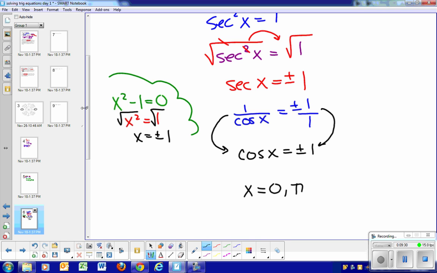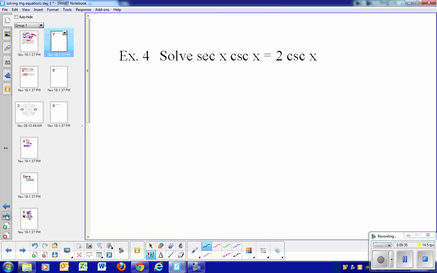Okay, 3 more examples to go. Example 4, this looks a little bit dicey. The directions say to solve, which means get x by itself, and I have more than one trig function, and I have stuff on both sides. So it might be tempting to divide by cosecant of x, and I would encourage you not to do that. Anytime you have a variable, you do not want to divide by the variable. It causes solutions to evaporate from your problem. So what I did was I just subtracted 2 cosecant x. I moved this term over to that side using subtraction.